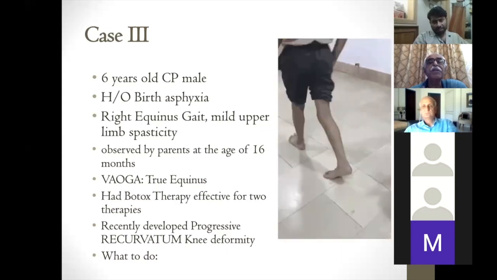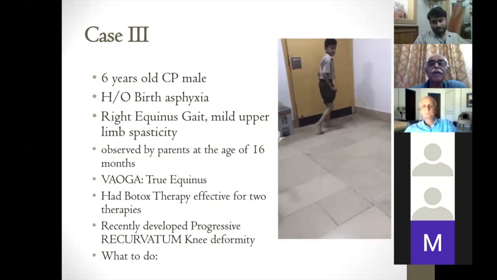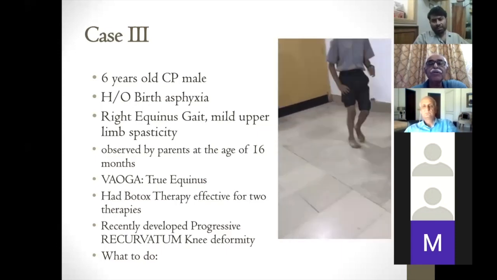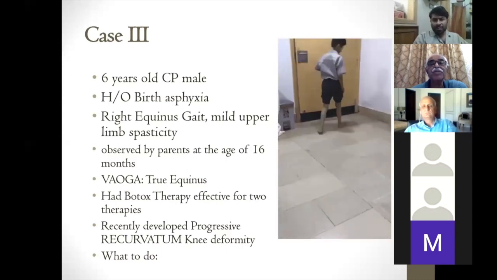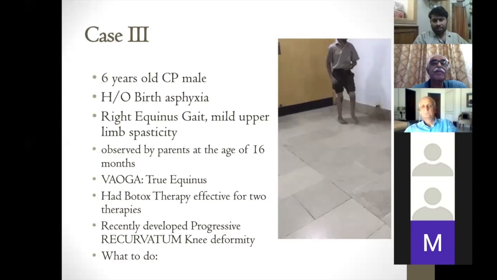And he improves significantly on that because he is 6 years and there is no need to continue for the Botox. It is dynamic contracture, but he is developing the recurvatum. So this was the candidate for surgery.